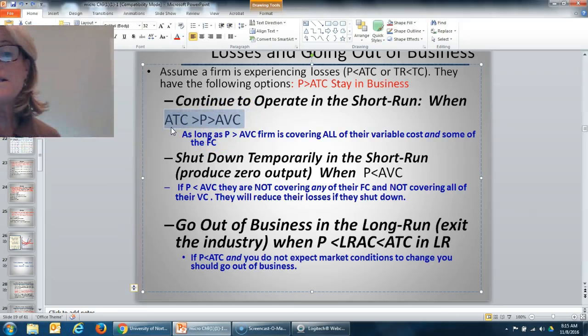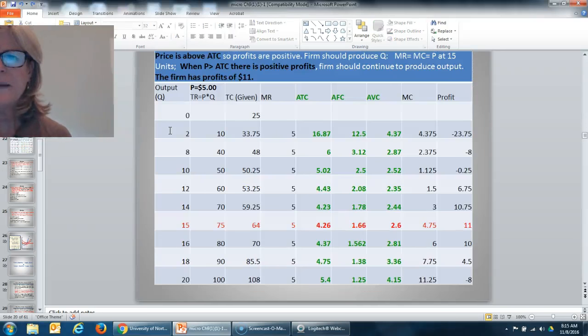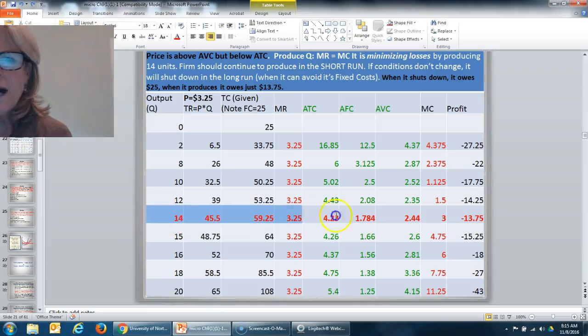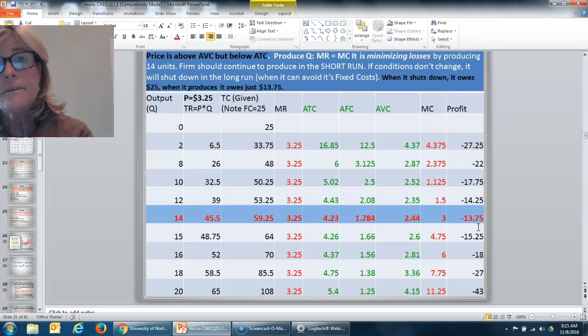Well, let's go look at that. That doesn't seem like a bad idea to me. You're losing $13. Why are you going to have me operate in the short run if I'm losing $13? What if I shut down? How much do I owe? If I produce 0, how much do I owe? I owe 25. If I shut down, I owe 25.